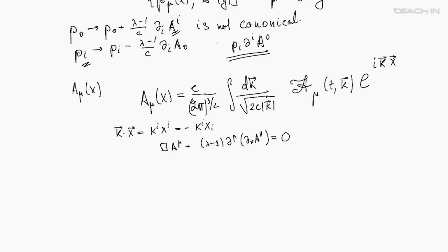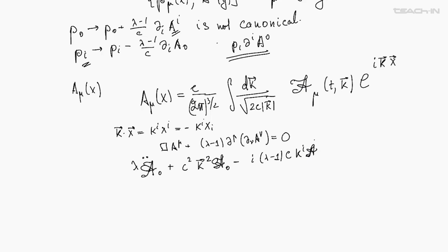So first, you take index mu to be 0. You can put this index down, and then you get the following: lambda curly A0 double dot plus c squared k squared curly A0 minus i (lambda minus 1) c k_i curly A^i dot is equal to 0. That's the first equation.